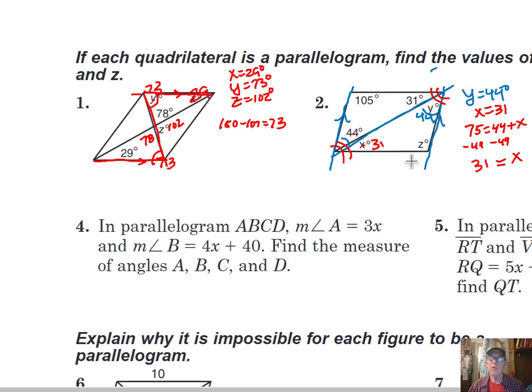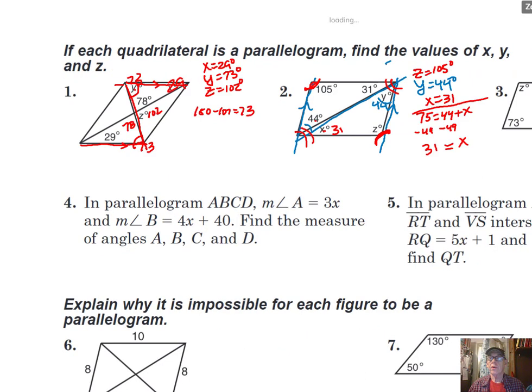So that leaves us with z to look for. Opposite angles are congruent. Another way to do this would be to add these two up, subtract from 180, and get z using triangle sums. But the obvious shortcut is to use one of the properties of a parallelogram, which is that opposite angles are congruent. So if this angle up here is 105, this angle down here is congruent to it. Z also has to be 105. And that's it for that one.